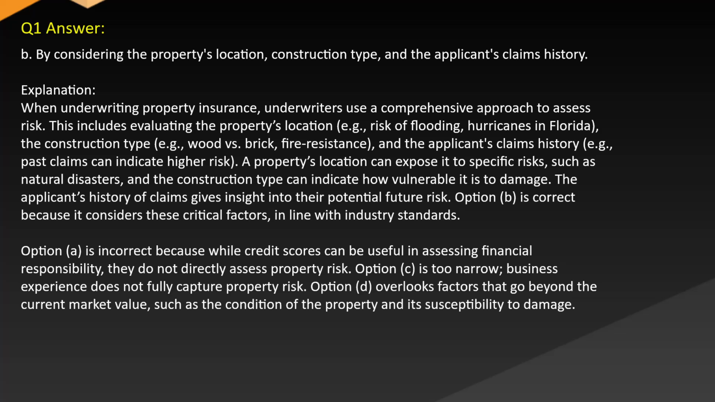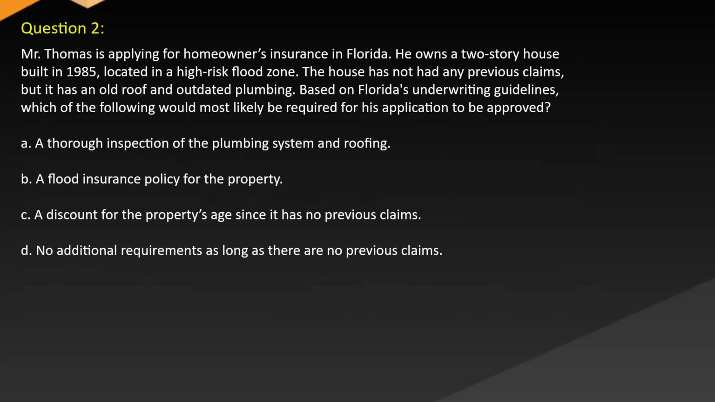Option A is incorrect because while credit scores can be useful in assessing financial responsibility, they do not directly assess property risk. Option C is too narrow. Business experience does not fully capture property risk. Option D overlooks factors that go beyond the current market value, such as the condition of the property and its susceptibility to damage.